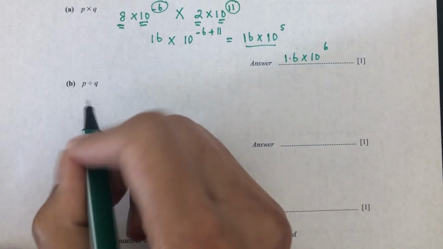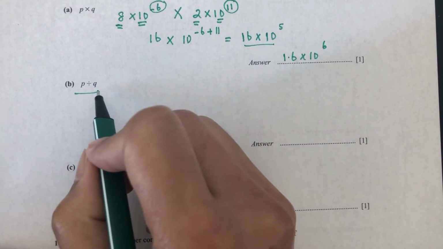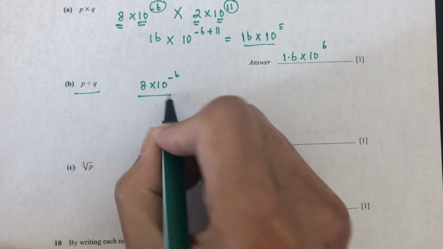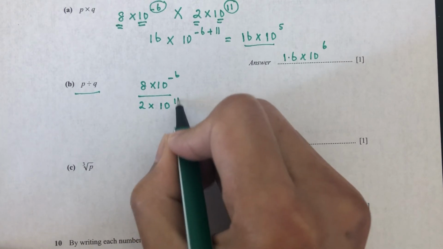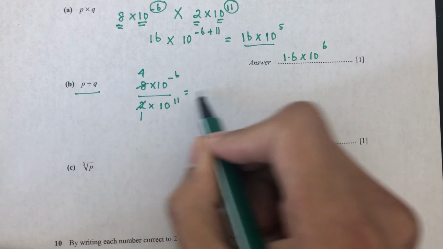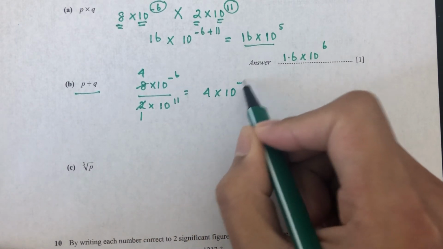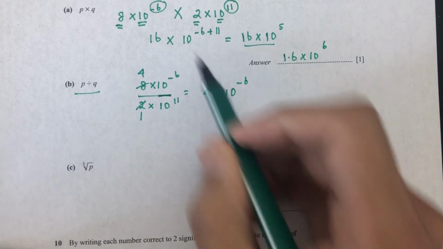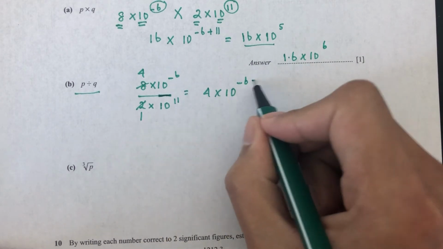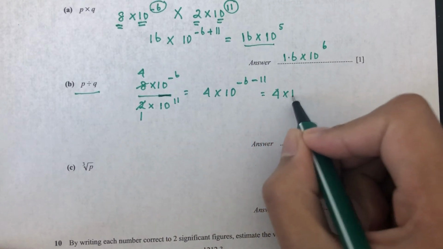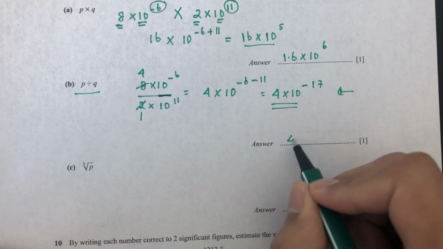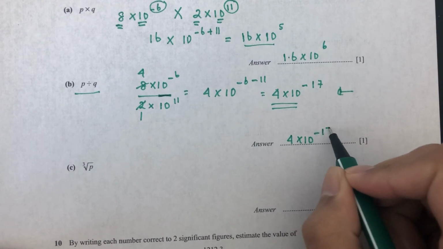Now let's focus on part B. So we have P divided by Q. P is 8 times 10 to the power of minus 6 divided by 2 times 10 power 11. So divide 8 by 2, we have 4. And then we have 4 times 10 power of minus 6. Since it is divide now, and before it was multiply so we had to add the powers, now it is divide, we have to subtract. So minus 6 minus 11 will give you 4 times 10 to the power of minus 17. And this one is already in standard form, so your answer is 4 times 10 power of minus 17.